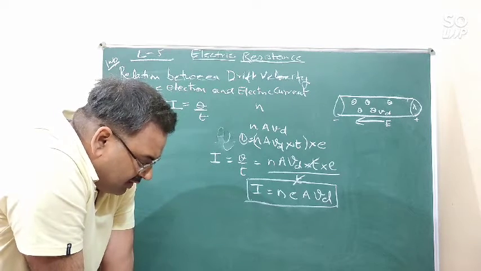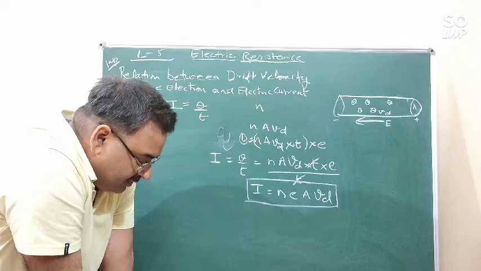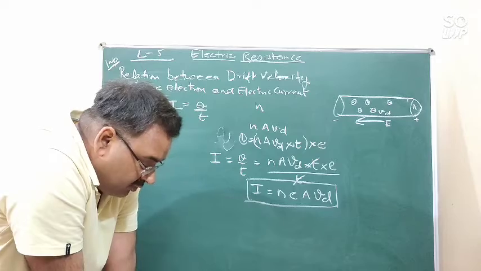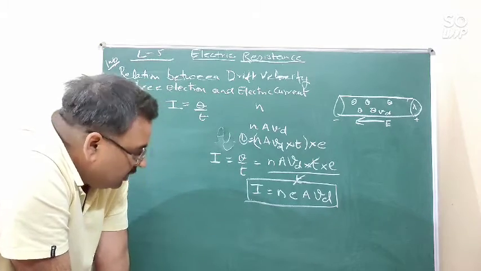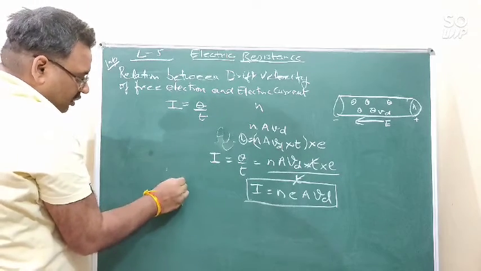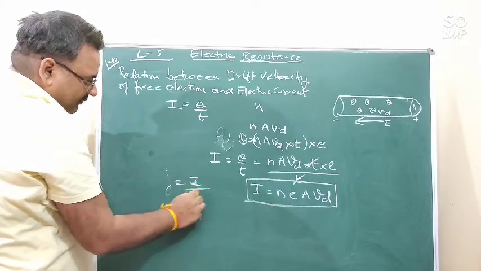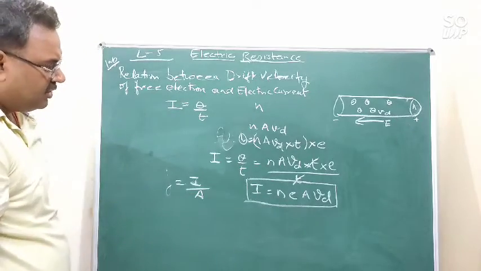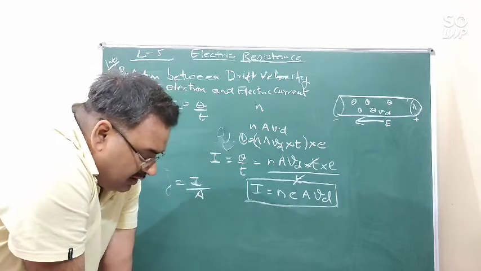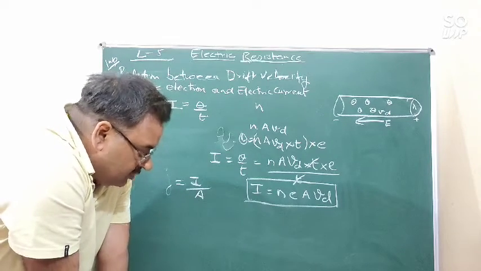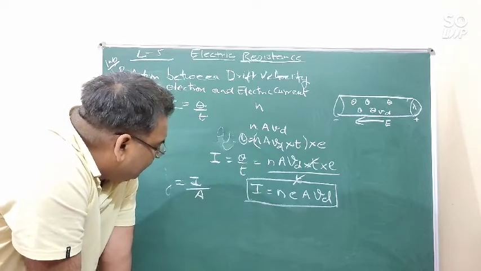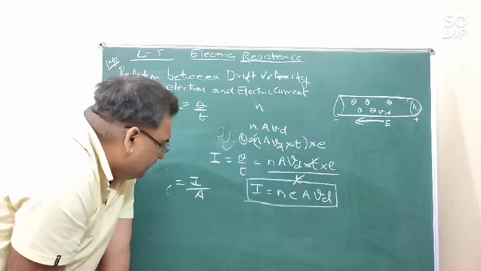Then the next one is current density. Current density is the ratio of the current to the area of cross section at that point. So current density, as we discussed earlier, J is equal to I upon A. It is the ratio of the current flowing through the conductor at a point to the area of cross section at that point. Its SI unit is ampere per meter square. We substitute the value of current here.